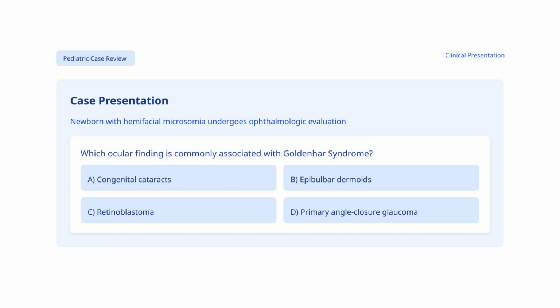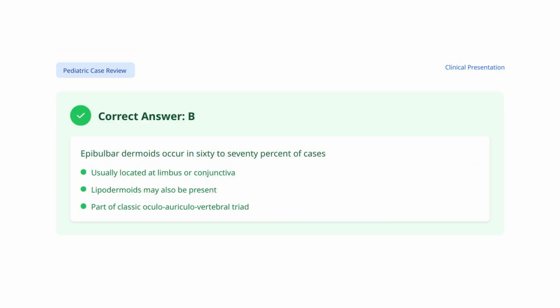A newborn with hemifacial microsomia undergoes ophthalmologic evaluation. The question asks, which ocular finding is commonly associated with Goldenhar syndrome? Option A, congenital cataracts. Option B, epibulbar dermoids. Option C, retinoblastoma. Option D, primary angle closure glaucoma. Consider the classic triad of this condition. The correct answer is B.